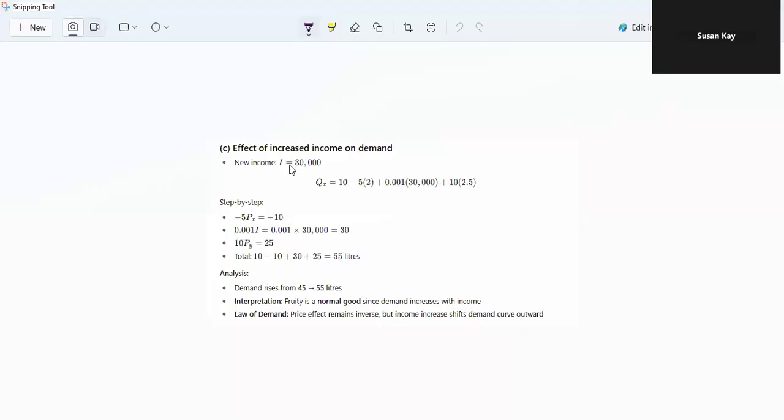Yes. So here we just substitute the 30,000 where there was 20,000, and we're going to get 55 liters. So it has increased from 45 liters to 55 liters. So what can we say? That this is a normal good. Is that clear? So the normal good, according to the law of demand, says if price remains inverse but income increases, we'll shift to the right, outwards. It's a normal good. All right.